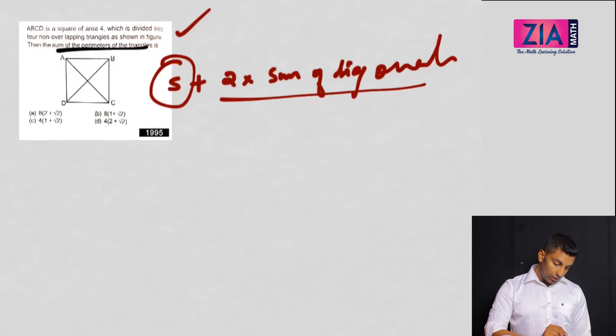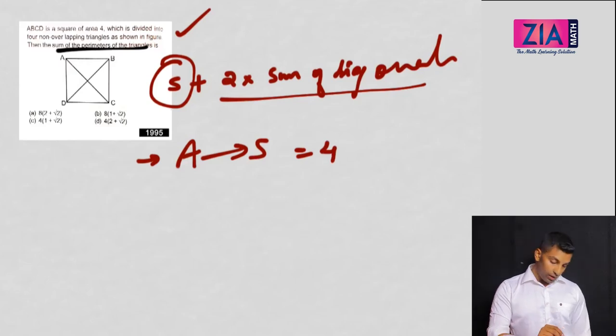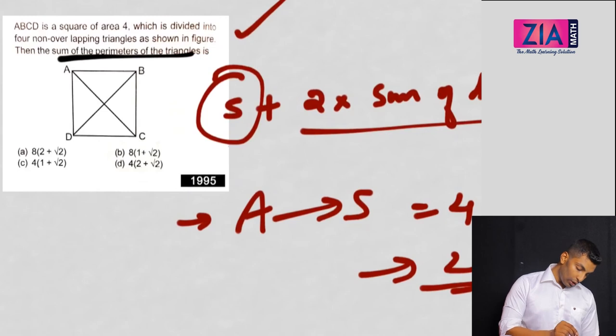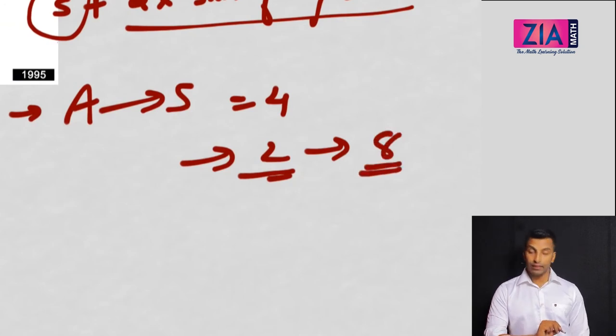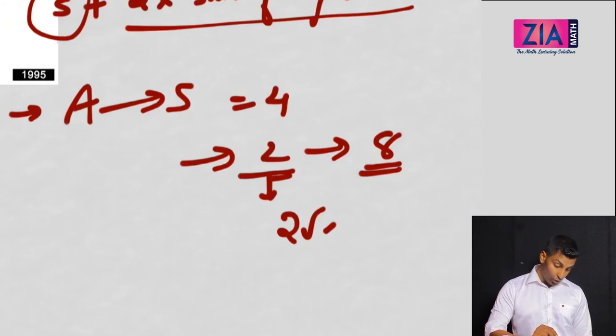Then what we need to do? What you can finally conclude is, now what is the area of the square? Area of the square is equal to 4. Therefore, you know the length is 2. Area is given as 4, so you know the length is 2. So if the length is 2, the perimeter of the square is 8. And the side is 2, so the diagonal is 2 root 2.